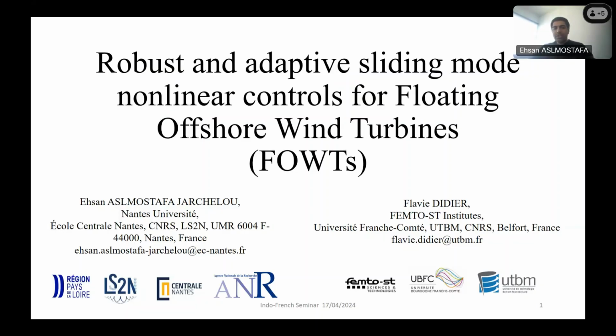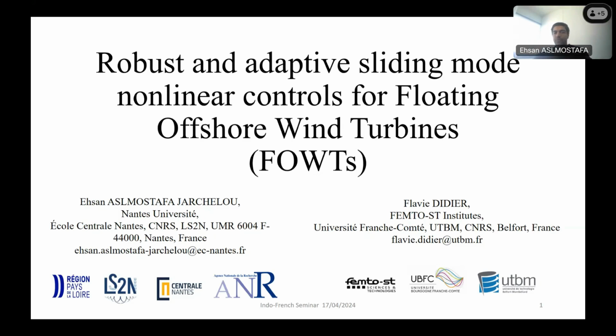Our presentation is about the floating wind turbine. My colleague and I are going to present each section. First, I'm going to talk about the first part, and then Flavie, my colleague, is going to continue with the second part. The title of this presentation is a robust and adaptive sliding mode nonlinear control for floating offshore wind turbines. Here you can see the presentation outline.